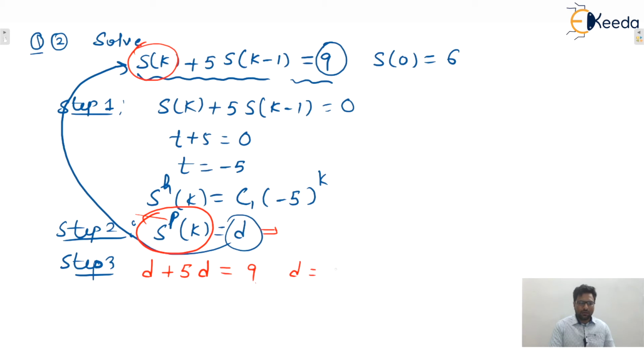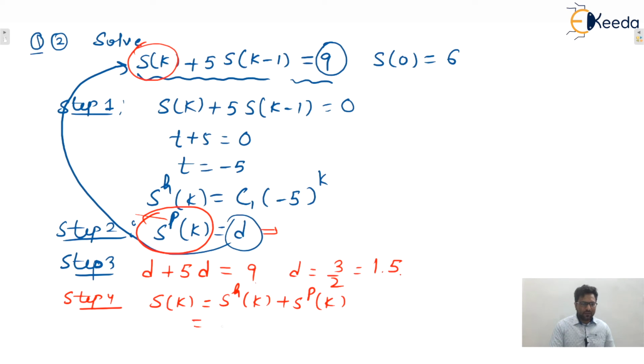So from here the D value will be 3 by 2, that is 1.5. Then what is step 4? Add both the solutions, homogeneous as well as particular. After addition, the homogeneous was C1 into minus 5 raised to power k, plus the particular, which is D, meaning 1.5.